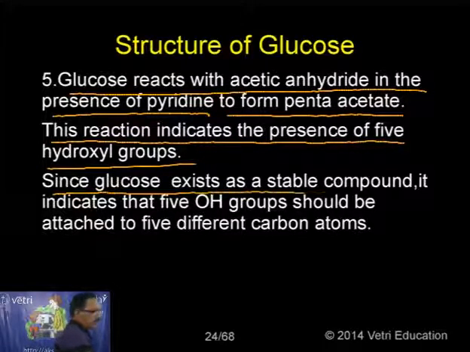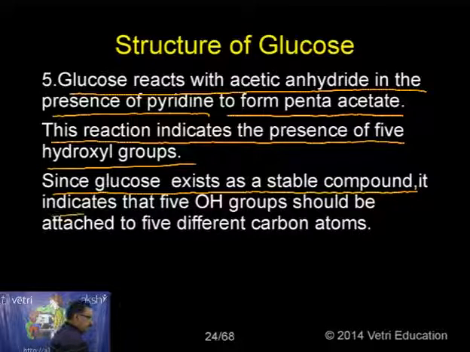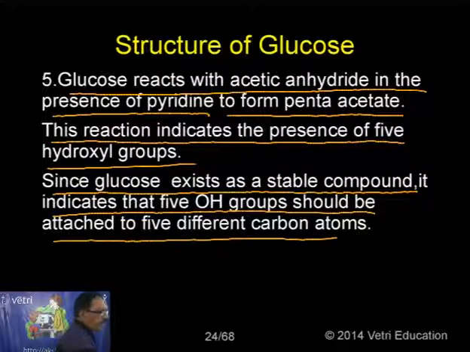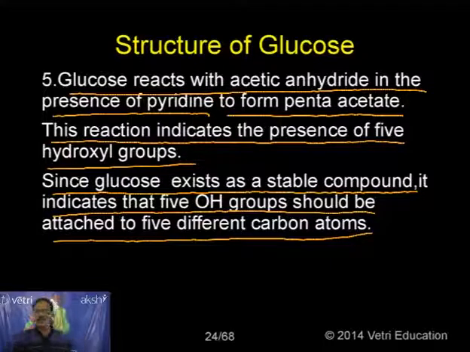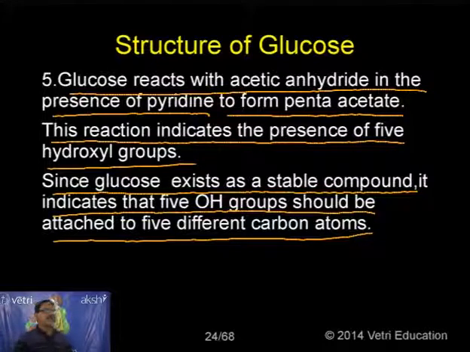Since glucose exists as a stable compound, it indicates that the 5 OH groups should be attached to 5 different carbon atoms. This is the most important information. If two OH groups are present on the same carbon atom, it will not be stable.